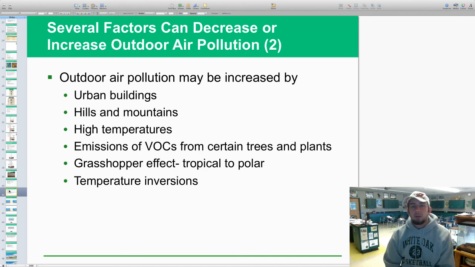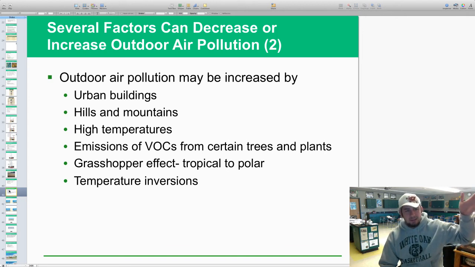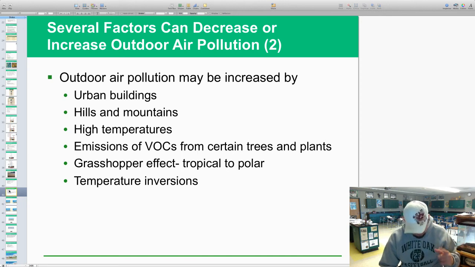But let's also look at the increasing of outdoor air pollution, and this is how outdoor air pollution may be increased. So we're going to talk about these ones specifically. The first one is through urban buildings. Those can slow wind speed and reduce dilution and removal of pollutants. So because wind masses are blocked by those urban buildings, the pollutants don't tend to disperse as well and they become more highly concentrated. Hills and mountains can reduce the flow of air in valleys below them and allow pollutant levels to build up at ground level. So very similar to urban buildings, kind of blocking that flow and dispersion of those particles, causing them to sit in one specific area, in this case the valleys.